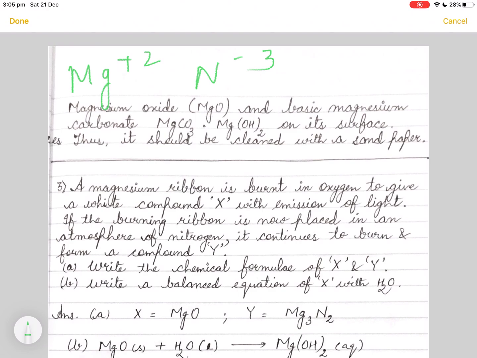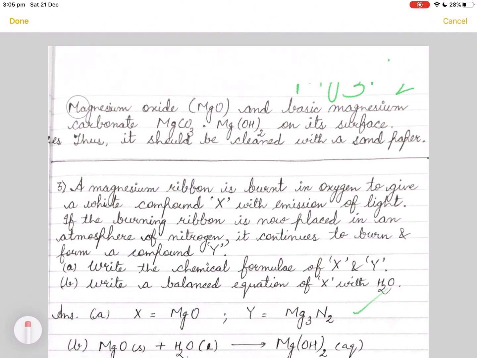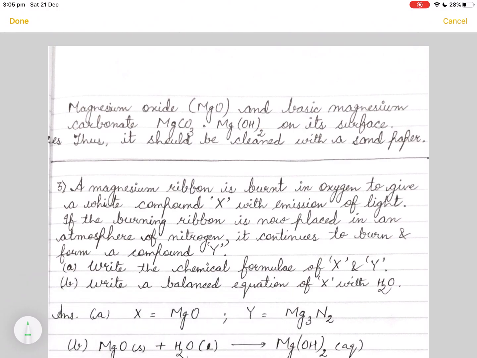And you have already learned the crisscross method. So if I cross it, what am I going to land up with? Mg3N2, and that's what was my compound Y. Isn't it simple to understand? Of course, yes. Okay, the last equation they have asked in this question is about how this magnesium oxide, the compound X, would react with water.